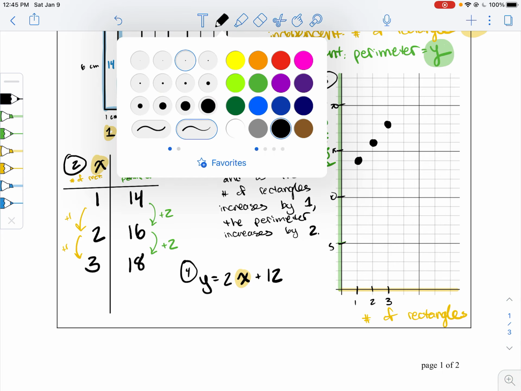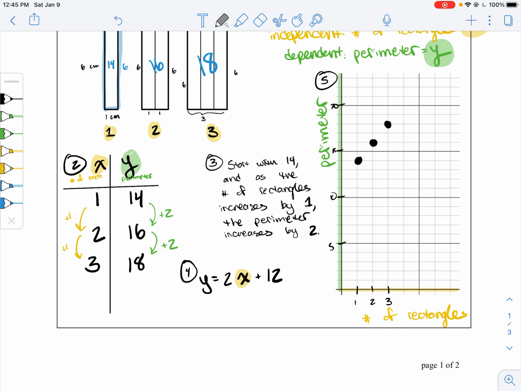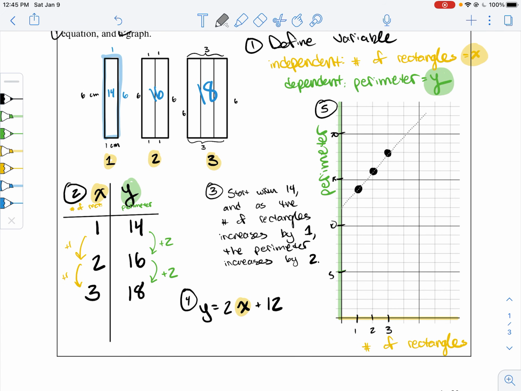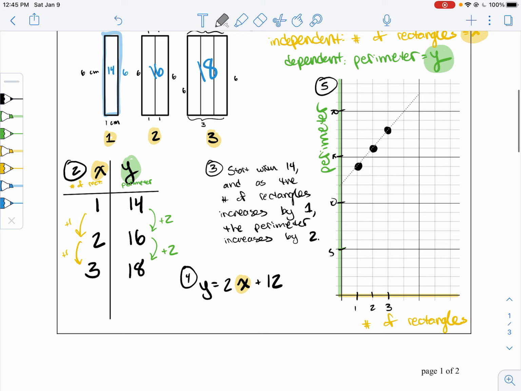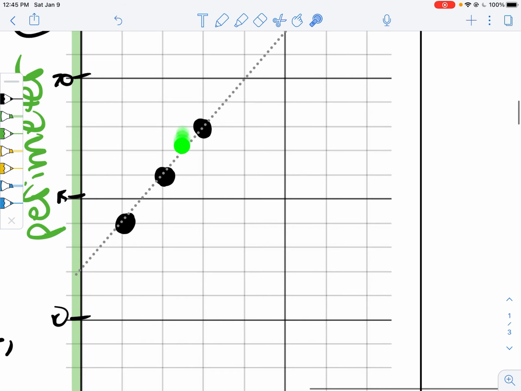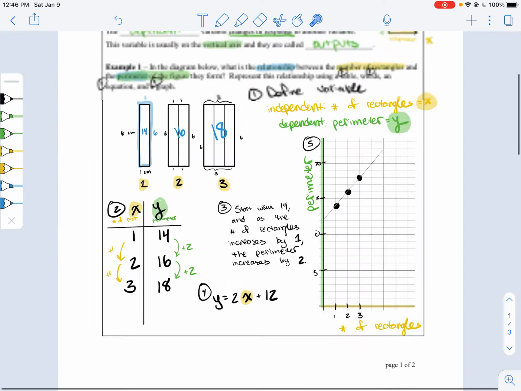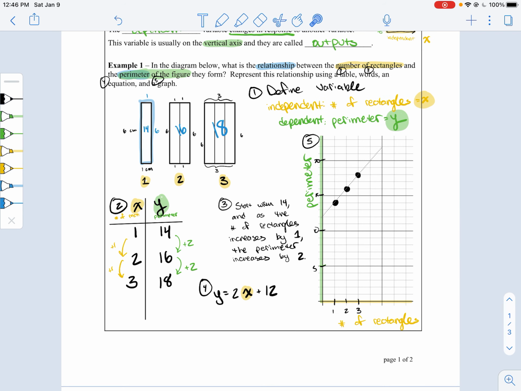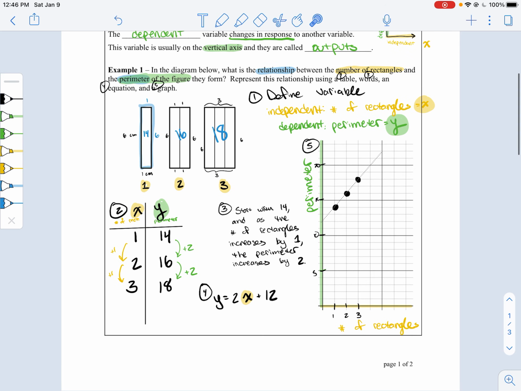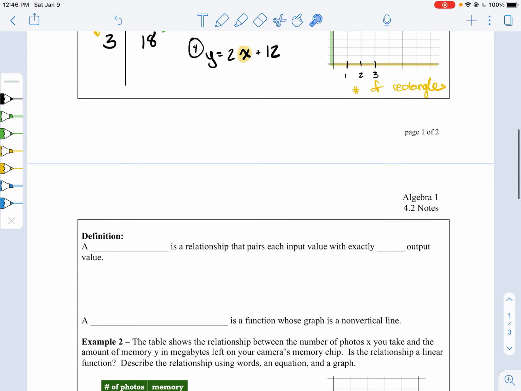If you wanted to notice the pattern there, you could totally make a line and then connect them. However, a line doesn't really make sense on this graph because you can't have half of a rectangle to add on. But the line does help you predict what the perimeter will be when you have 4 rectangles or 5 rectangles. So there you go. We did it. The most important thing is define your variable so you remember what they're talking about and label your axes, you guys. Okay, cool. So that's where independent and dependent variables are important.